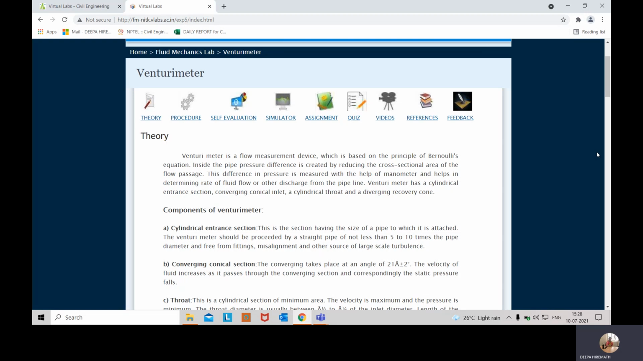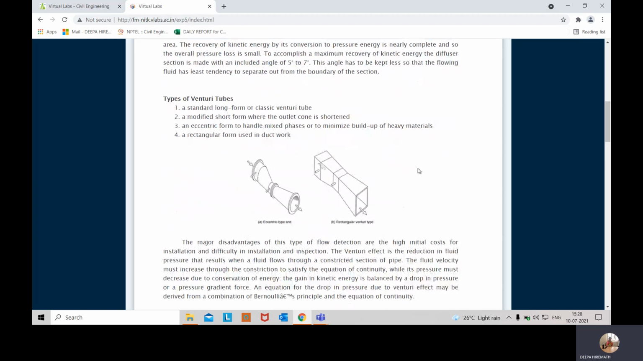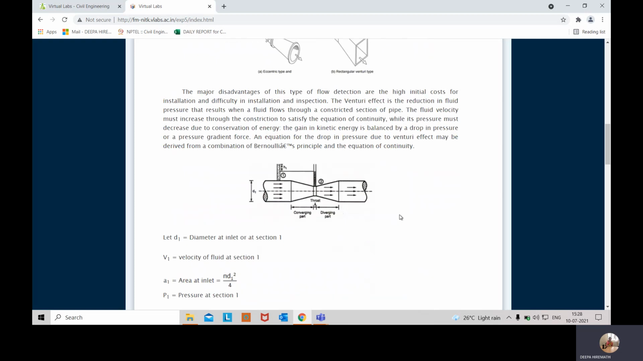Venturimeter has a cylindrical entrance section, converging conical inlet, a cylindrical throat and a diverging recovery cone. As you can see here, this is a Venturimeter, of which the eccentric type is given in the first image and the rectangular type is given in the second image.